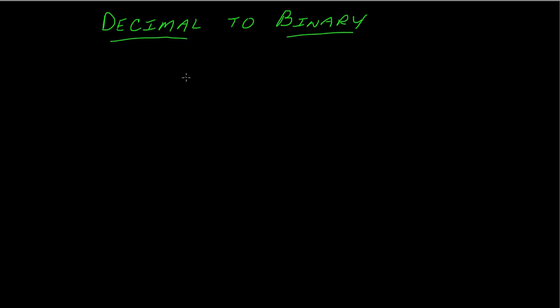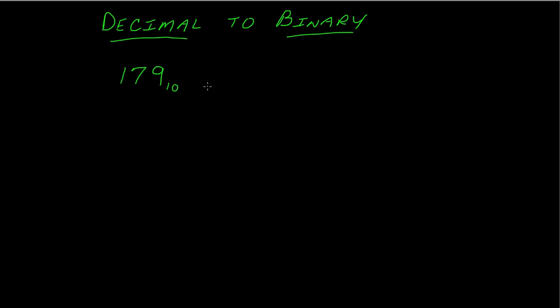Sometimes communicating with computerized equipment is easier if you know a little bit about the binary numbering system. So let's convert a decimal number into a binary number. We're going to use the number 179. We used that number last time, and we're going to use that number again to convert from decimal to binary.